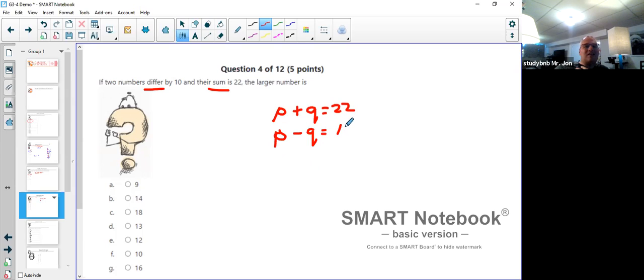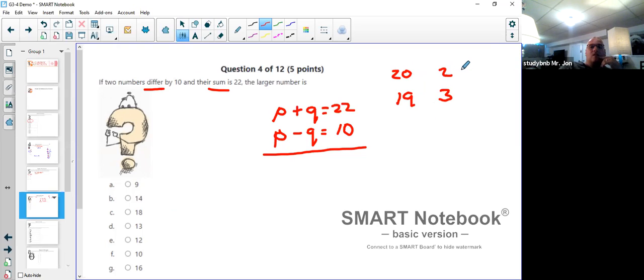Like, you could do trial and error. You can do lots of ways. So what are the two numbers? They have to add up to 22. Give me two numbers that add up to 22. 11 and 11. 20 plus 2. Okay, good. 16 plus 6. 19 plus 3. All right, they add up to that.